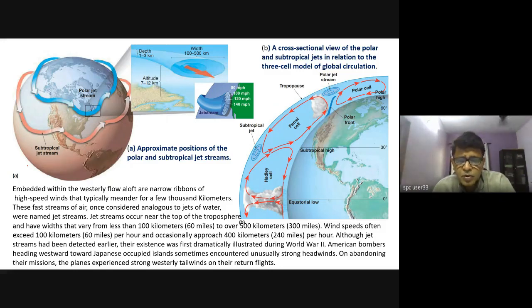Coming to the types of jet streams, there are many types. Some of them are local. I'll just list all, but the more prominent ones are those which you are seeing in front of you: the polar jet stream and the subtropical jet stream. The polar jet stream lies between 40 and 60 degrees, if you remember.